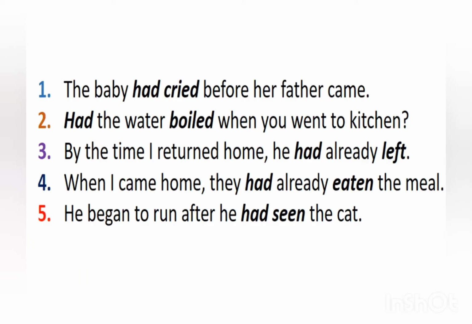We will do some examples. The baby had cried before her father came. So the baby is your subject here, had for past perfect tense, and then the third form of the verb cry, that is cried. Had the water boiled when you went to the kitchen? By the time I returned home, he had already left. When I came home, they had already eaten the meal. He began to run after he had seen the cat. So children, all these sentences are in past perfect tense.